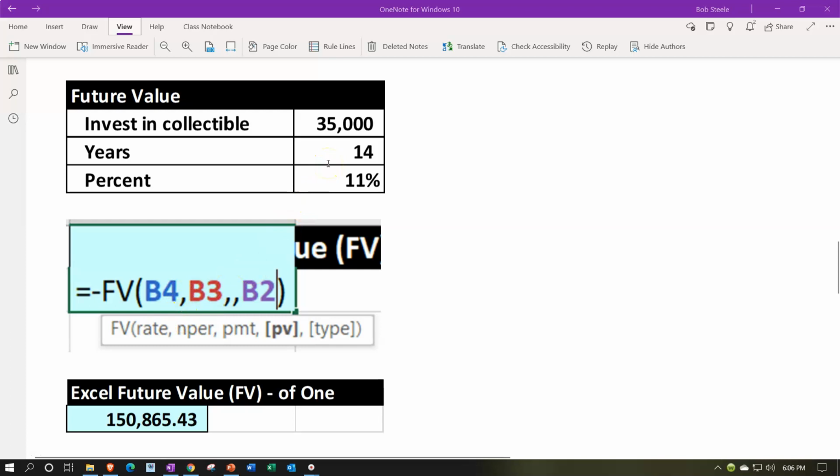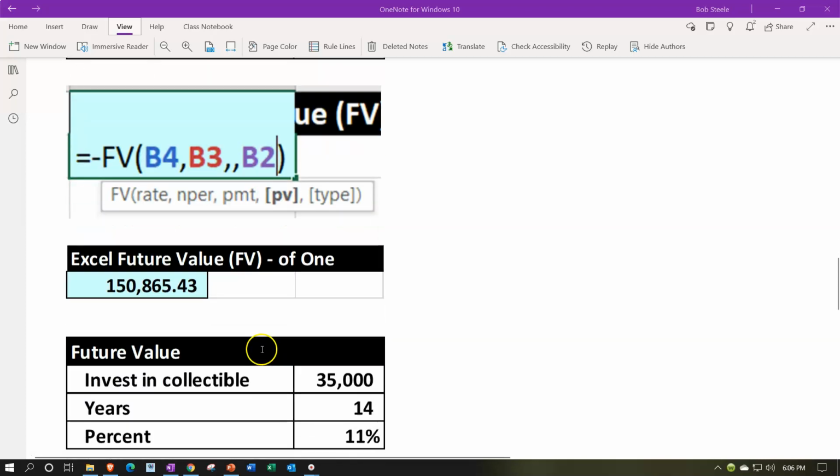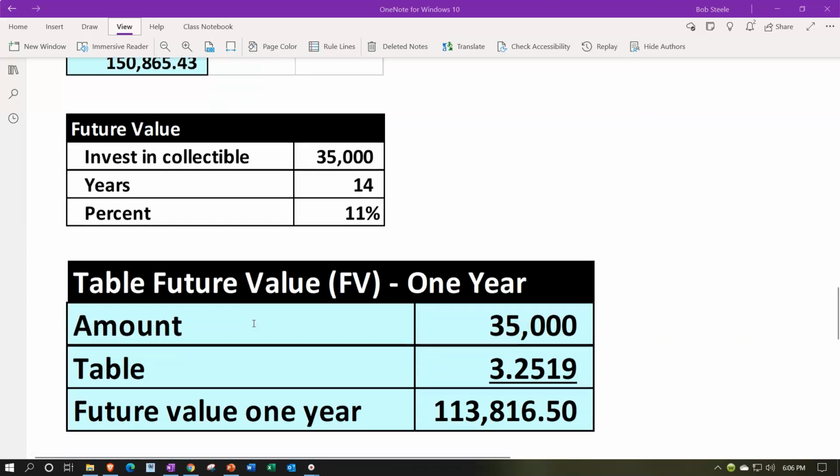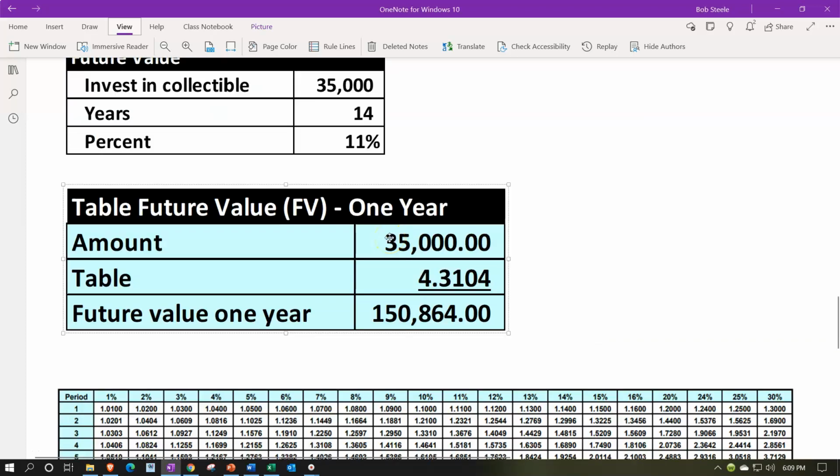comma, the number of periods, once again in years, would be the 14, comma, because this is not an annuity, we will not have a payment, therefore we have two commas, or you could put a 0 in between there, and then we will have the present value, which is the 35,000, which will magically provide you with the 150,865.43 once again. Let's do this again, this time using tables, this time using the table time.